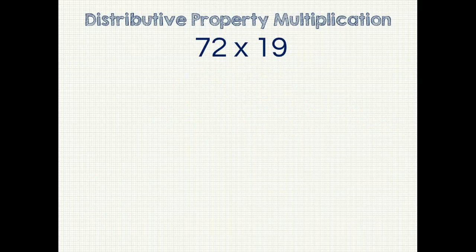This is the last problem, 72 times 19. If you want to try this one on your own first, pause the video and come back. The first step is to decompose the products, 72 and 19. 72 becomes 70 plus 2, and 19 becomes 10 plus 9.